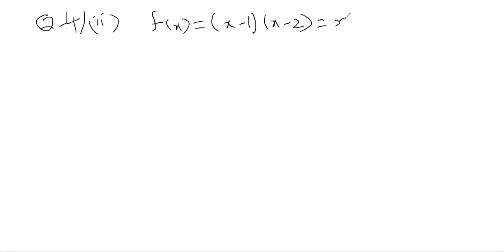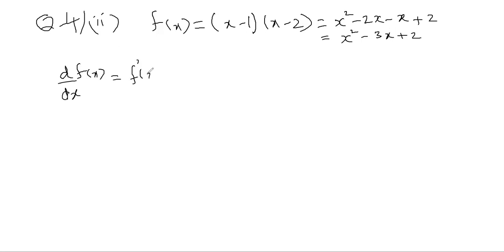x into x square, x into minus 2, minus 2x, minus 1 into x, minus x, minus minus plus 2. So your answer is x square minus 3x plus 2. Okay. Now find first derivative by first principle. d by dx of f(x) can be written as f dash x.